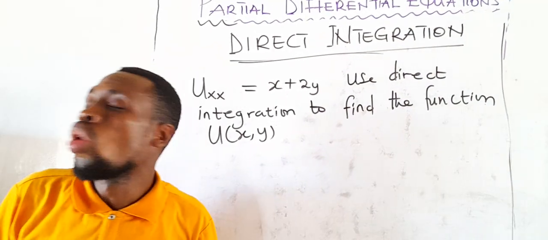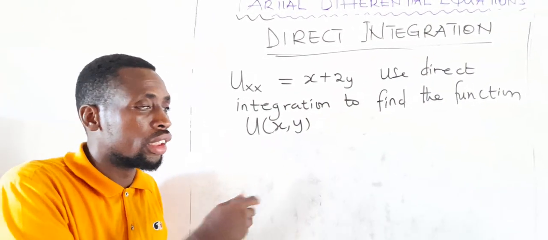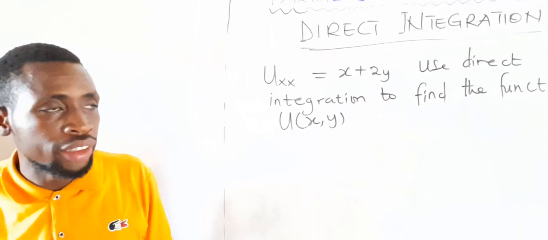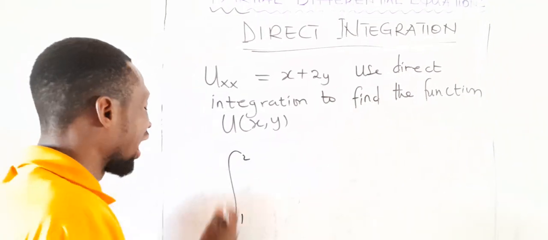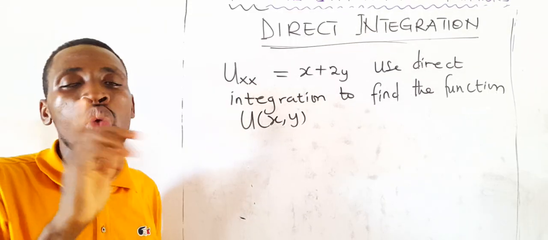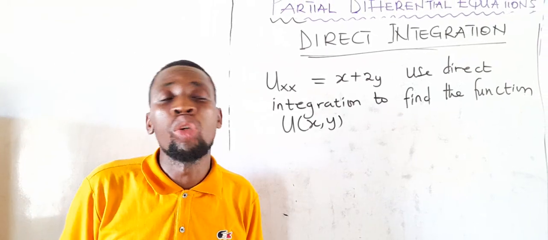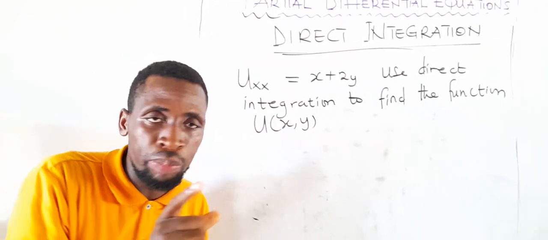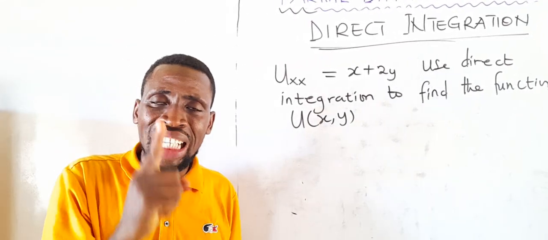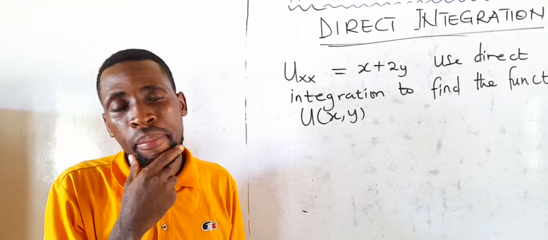Before we come to that, when we are doing direct integration, remember, this integration is indefinite. It's not a definite integration where we have a limit attached to the integral. So this is indefinite. So there must always be a constant c. I hope you know this by now. There must always be a constant c. So when we are integrating with respect to x, the constant c will be a function of the other variable, maybe y.